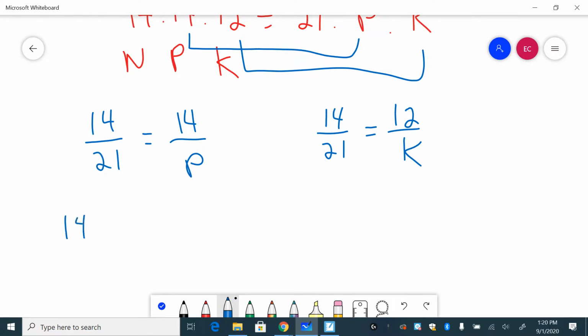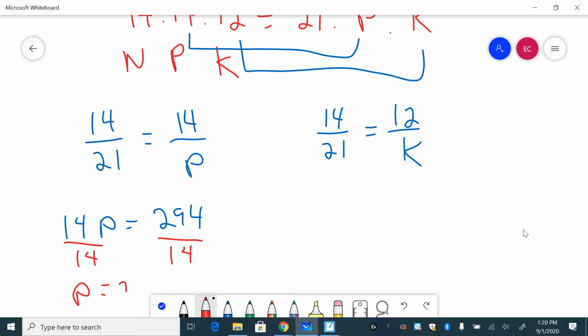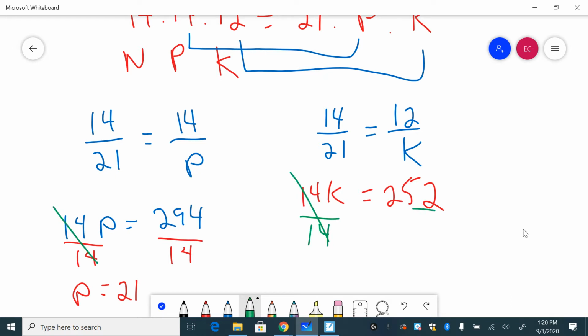So we've got 14P equals 14 times 21, which is 294. And then, of course, you're dividing by 14, and you're going to get back to 21 again. Okay, so we've got 21 kilograms of phosphoric acid. Let's work with the other one. We've got 14K, so this is the potash. 21 times 12 gives us 252. Then I'm going to divide by 14. And the amount of potash I have is 18 kilos.